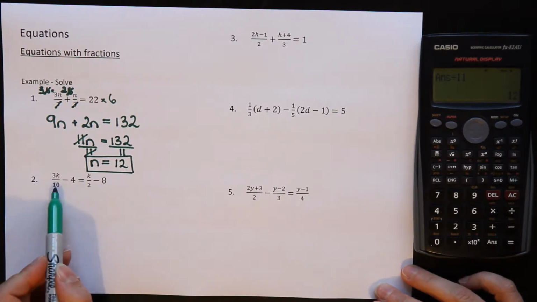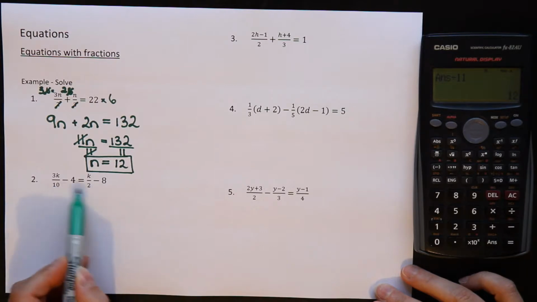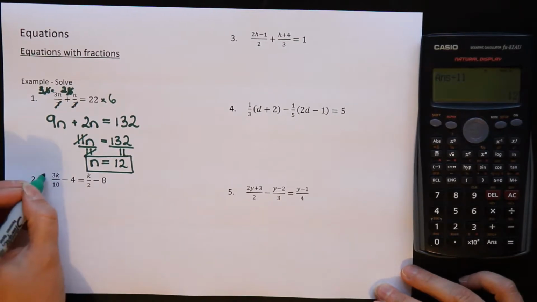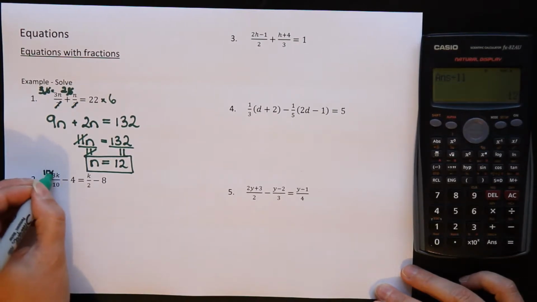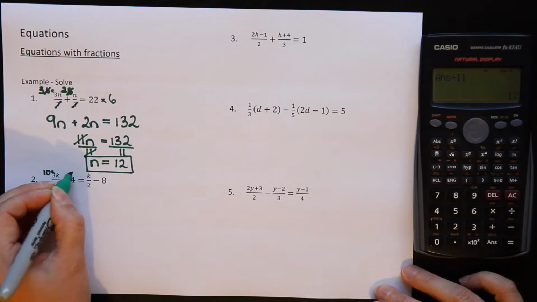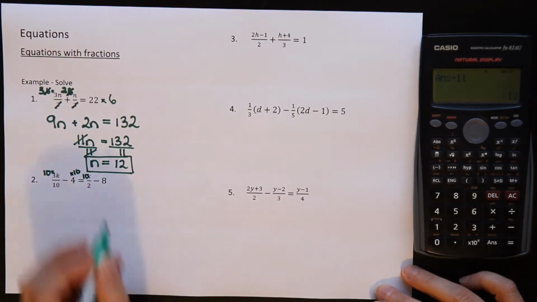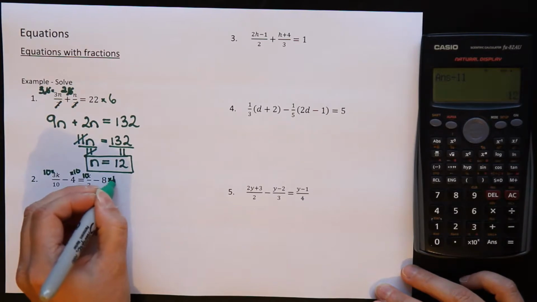Okay, let's try that again for question 2. I have a 10 and a 2 as the denominator of my fractions there. 2 is a factor of 10, so 10 will actually be my lowest common denominator. So I'm going to multiply everything through by 10. So this first fraction we multiplied by 10. I'm going to multiply the 4 by 10. I'm going to multiply that k there by 10. And I'm going to multiply the 8 by 10.